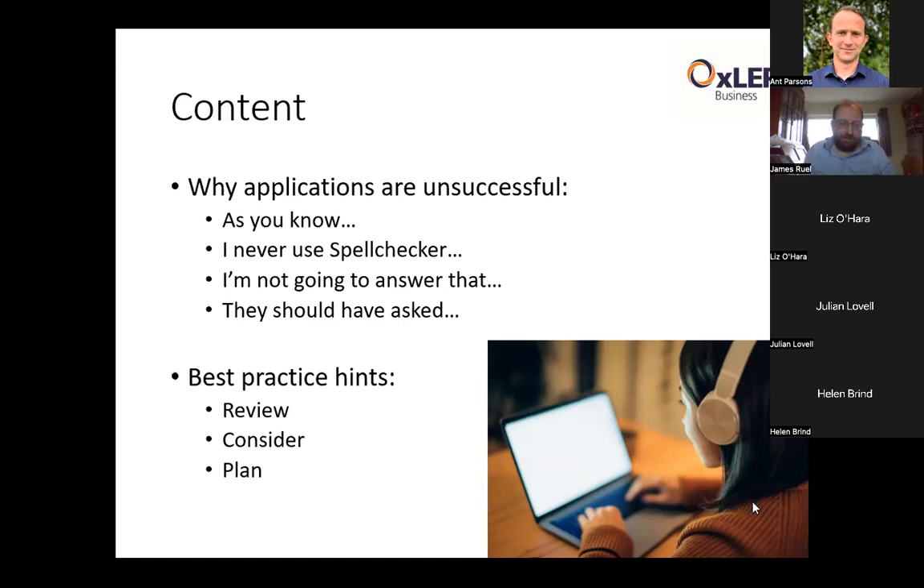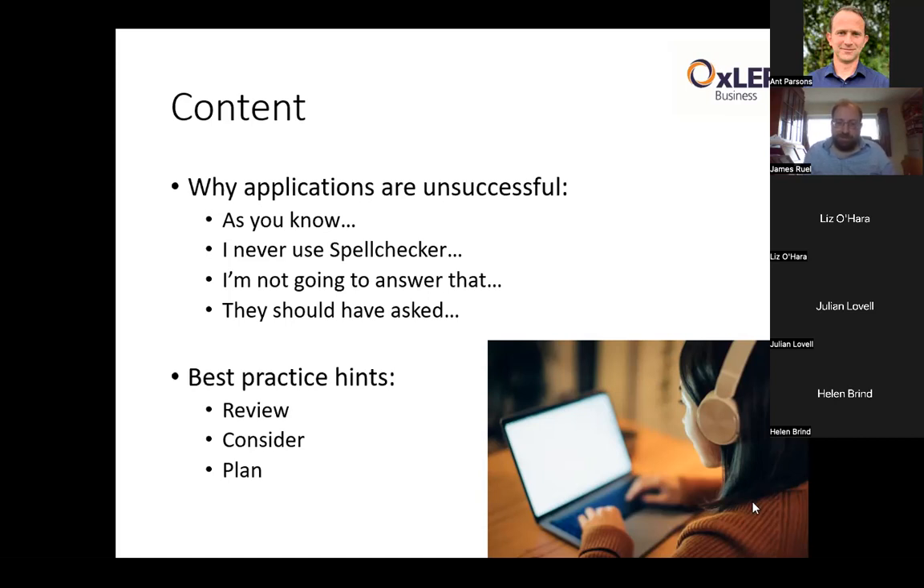Applications can be unsuccessful because content is missing. So go back to the previous slide. I'm not going to answer that. And this is where people tend to not give detail on the application, on the projects themselves, or because you wish we'd asked a different question.